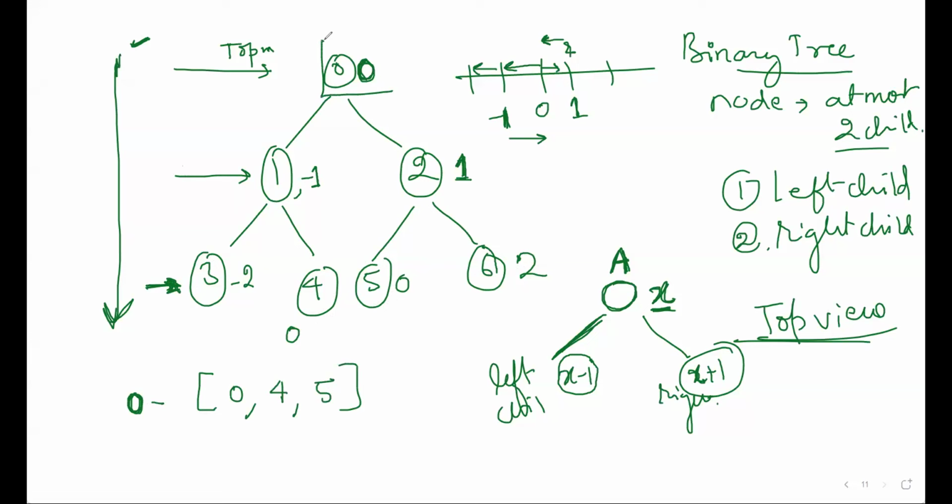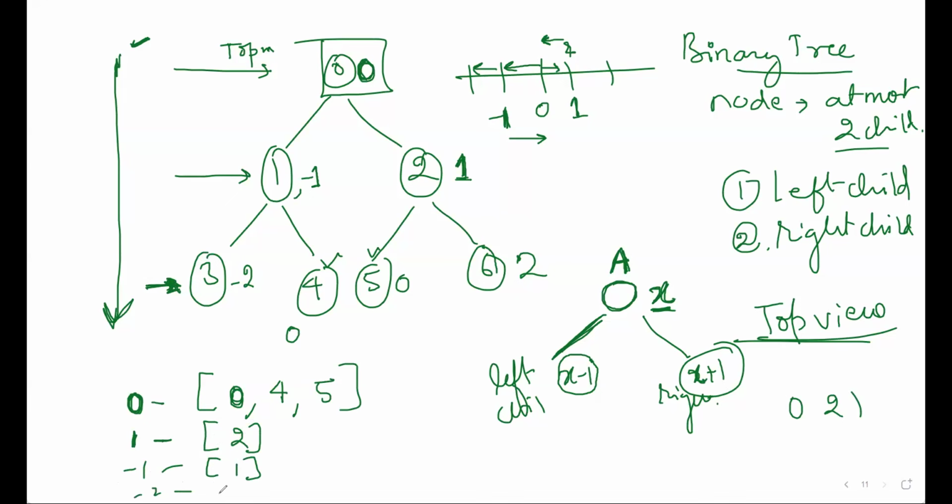You can see 0, 4 and 5 have horizontal distance 0. Out of these three, which one is present at a higher level? At the higher level, 0 is present, so 0 will be printed. Now for distance 1, which nodes are there? We have only 2, so 2 will be printed because only one node is there. Next, we have distance minus 1. How many nodes? Only one. So 1 will be printed.